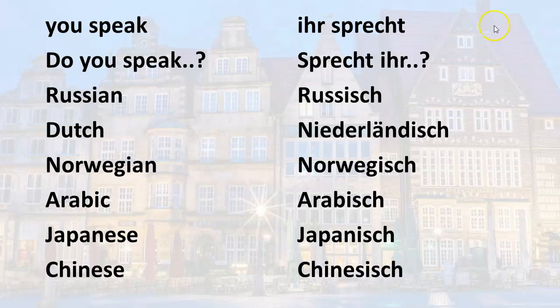So you speak, remember plural, informal. Ihr sprecht. Do you speak? Sprecht ihr. Russisch, Niederländisch, Norwegisch, Arabisch, Japanisch, Chinesisch.